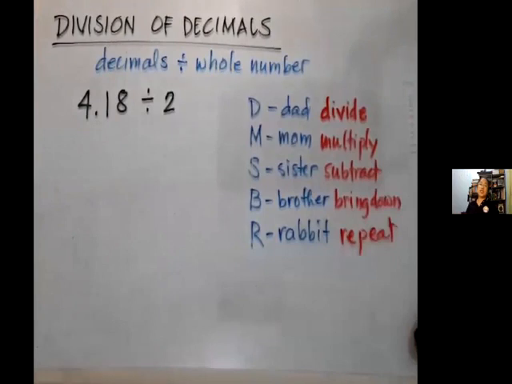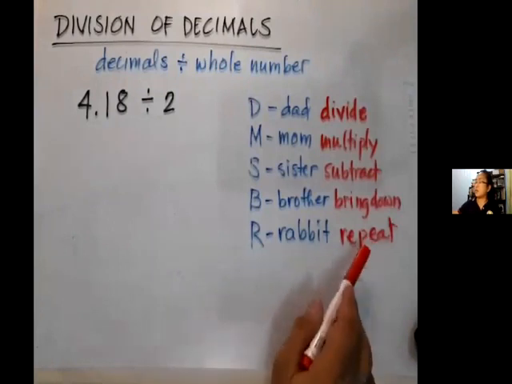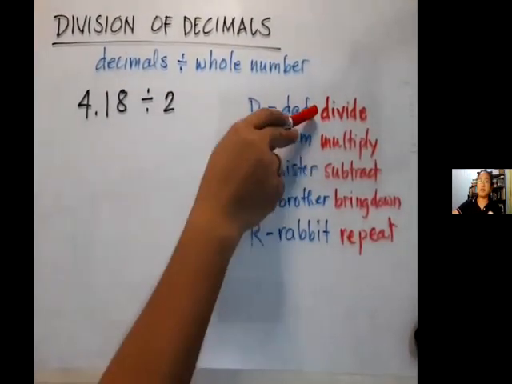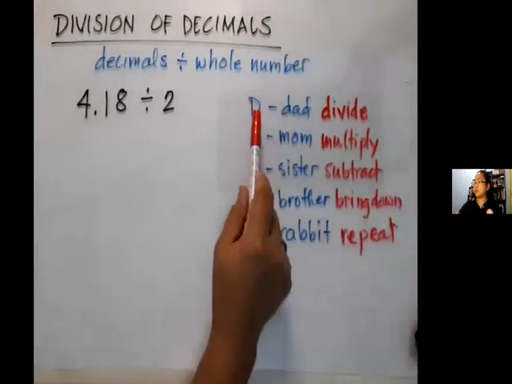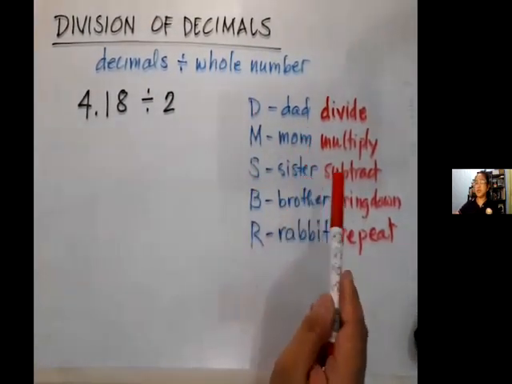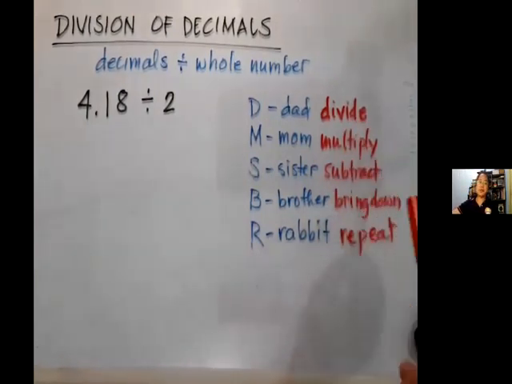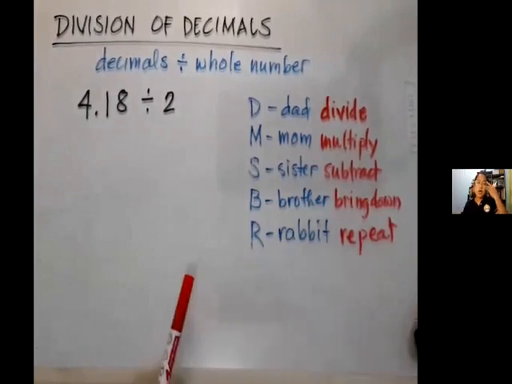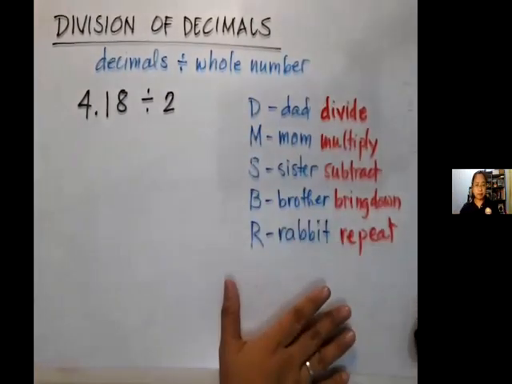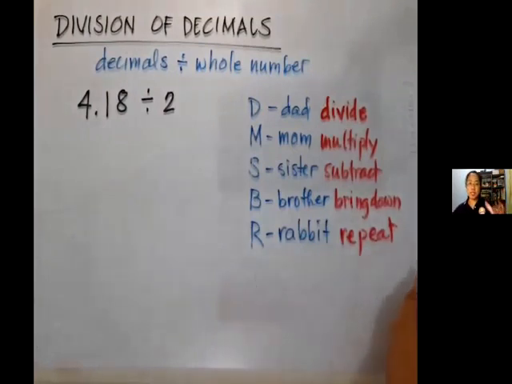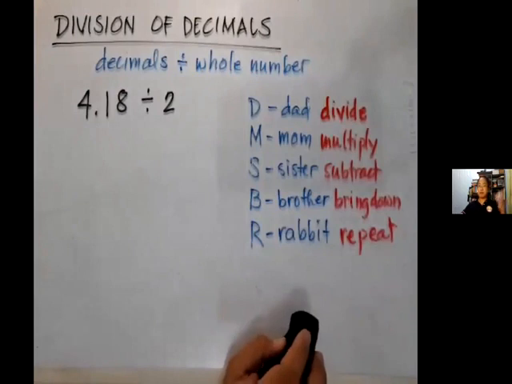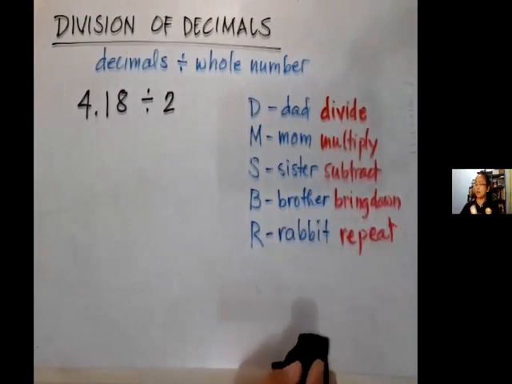Okay, so tatandaan niyo yan ha. Divide, multiply, subtract, bring down, and then repeat. Pag nakarating na tayo dun sa repeat, ibig sabihin we start again from the top, which is divide. So, DMSBR. Daddy, mommy, sister, brother, and your pet rabbit. Okay, so we have divide, multiply, subtract, bring down, and then repeat. When you know already how to divide the whole numbers, then kabisado nyo na yan. Dapat. Okay? So, we do not skip a step. Baka kayo malaglag sa hagdan.